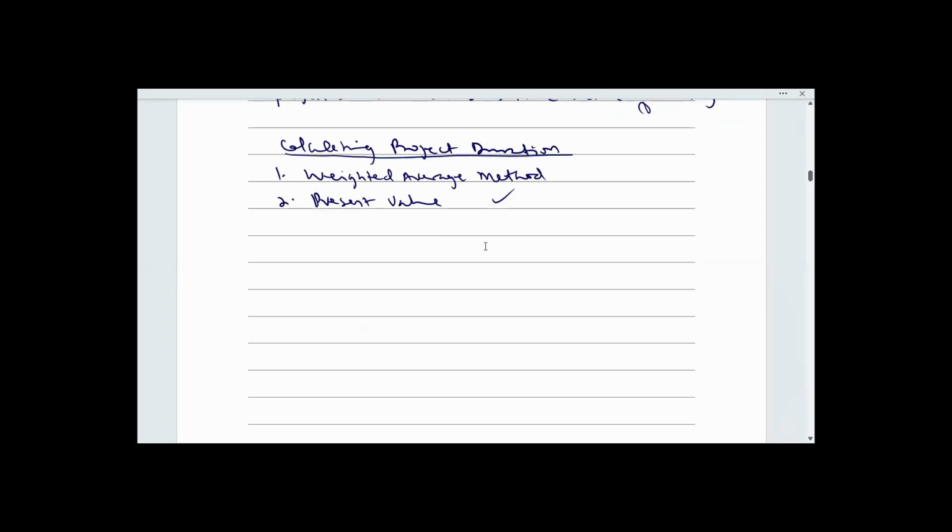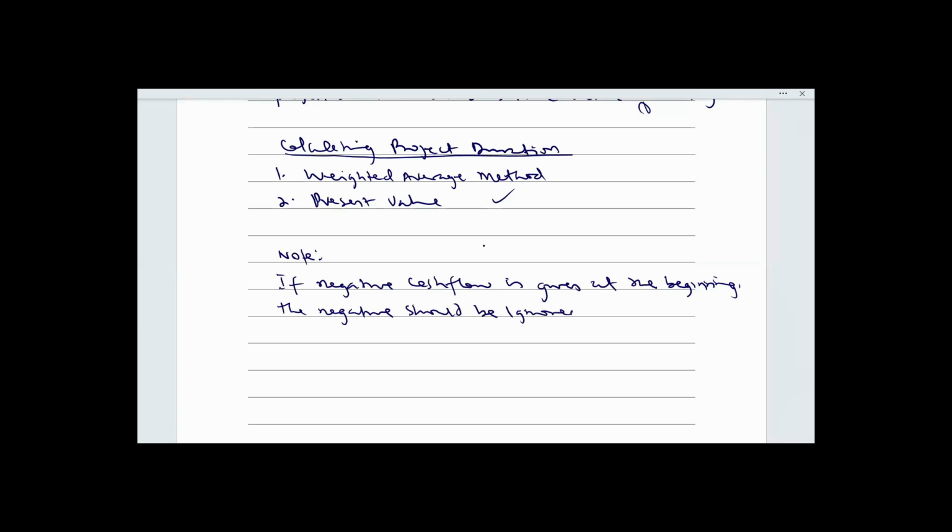However, when you are calculating your project duration, note, if negative cash flow is given at the beginning of the project, the negative cash flow should be ignored when calculating project duration.